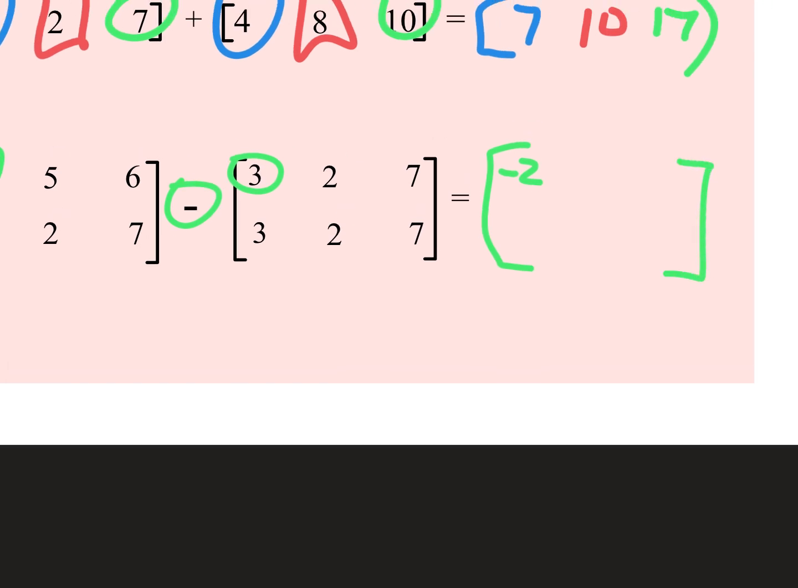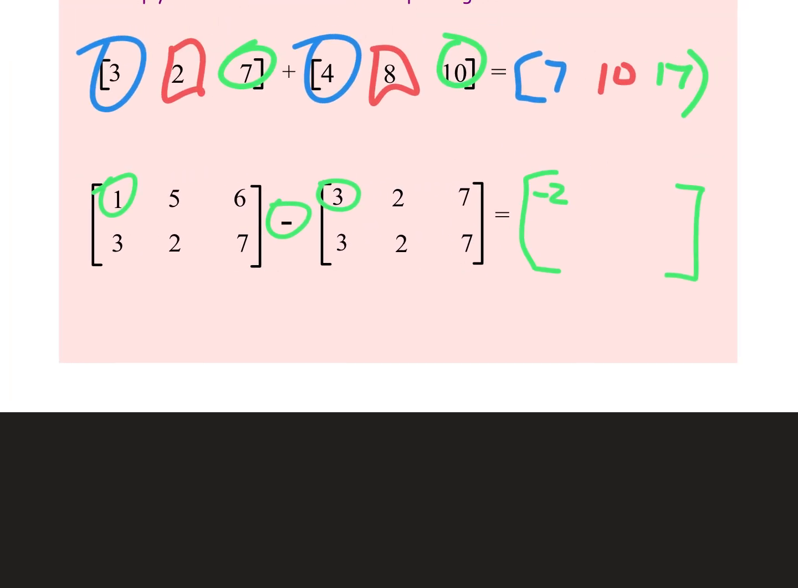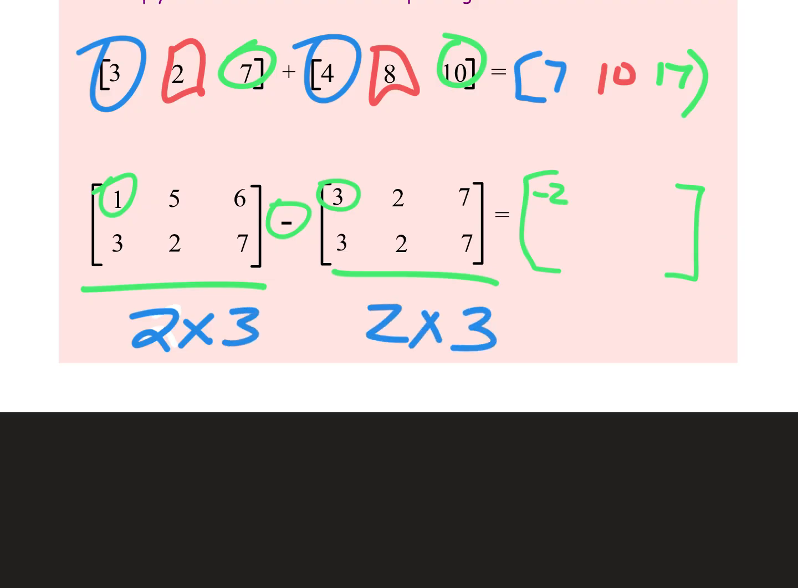And the answers, if they're all add and subtract problems, this has to be the same size as this. They don't have to both be square, but they have to be the same size. So this is 2 rows by 3 columns. And so is this. And they have to be the same as each other. And then the answer has to be a 2 by 3. By the way, when you're multiplying, they can be different sizes. But if you're adding or subtracting, they're all going to be the same size.